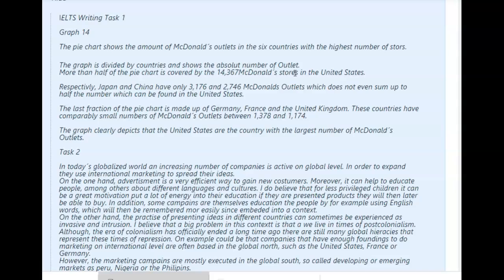Respectively, Japan and China have only this and this number of McDonald's outlets, which does not even sum up to half the number which can be found in the United States. The last fraction of the pie chart is made up of Germany, France, and the United Kingdom. These countries have comparably small numbers of McDonald's outlets between this and this. The graph clearly depicts that the United States is the country with the largest number of McDonald's outlets.